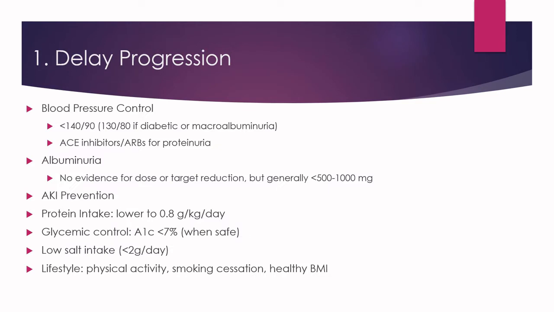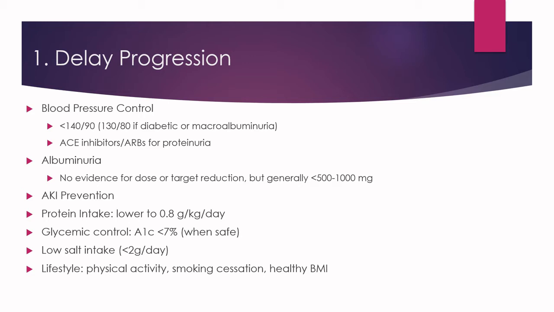The first step in managing CKD is delaying the progression. There are a number of strategies used. Firstly is blood pressure control, and generally the blood pressure target is less than 140/90 or less than 130/80 for patients who are diabetic or have macroalbuminuria. ACE inhibitors or ARBs are first line for blood pressure control and proteinuria. In terms of proteinuria reduction, there's no evidence for dose or target reduction, but generally the aim is to reduce to less than 500 to 1,000 milligrams per day. AKI prevention is also key in delaying progression.